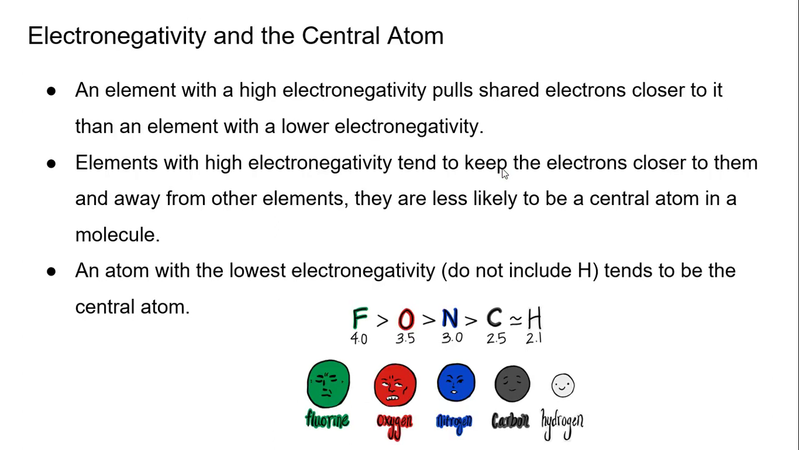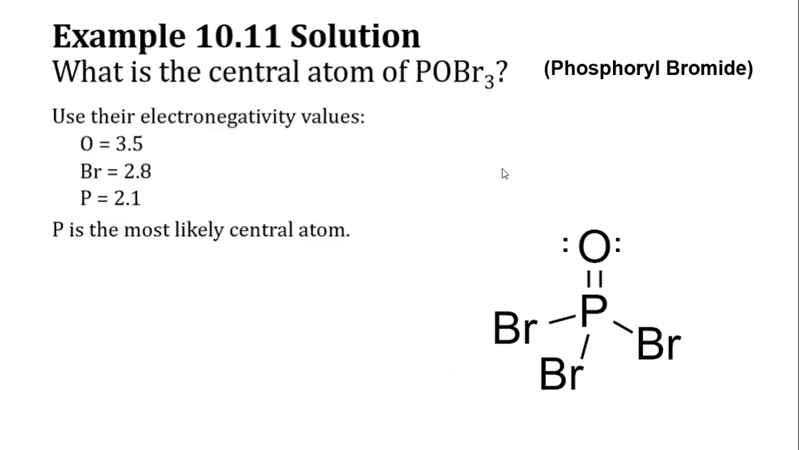Okay, so I want to show you: what is the central atom of POBr3? This is exactly what I'm talking about. If you get confused, look up an electronegativity chart. Here are the values, and you can see that phosphorus is the lowest in electronegativity. And because bromine has 3 of them, most likely it's not going to be that.